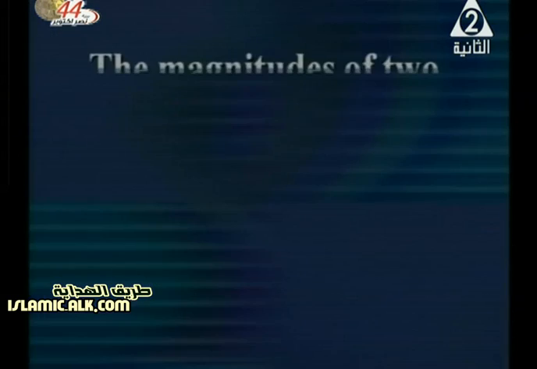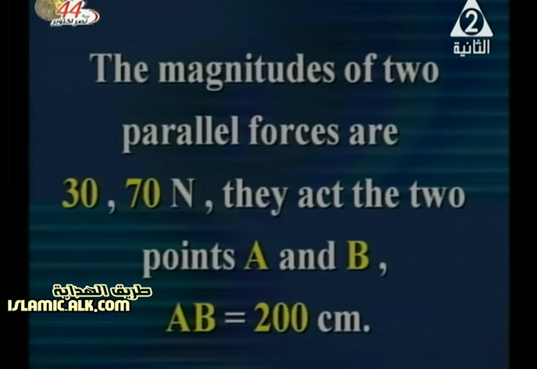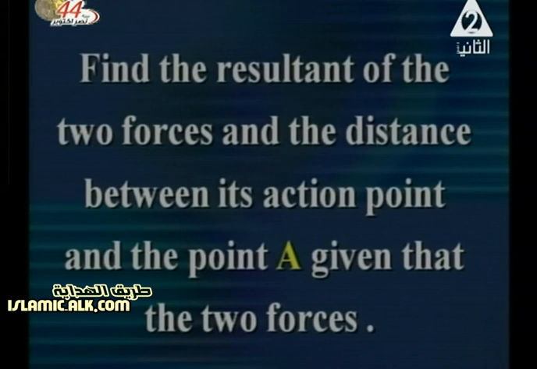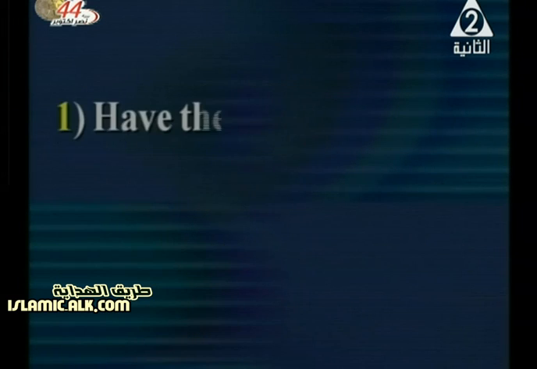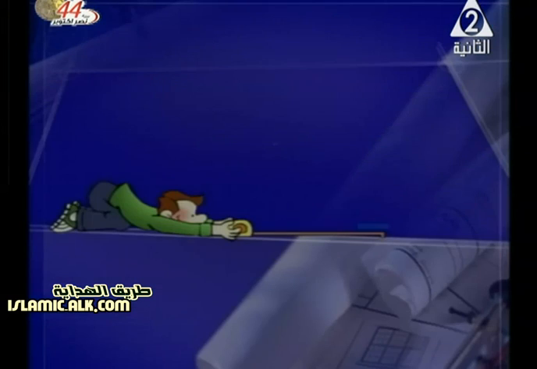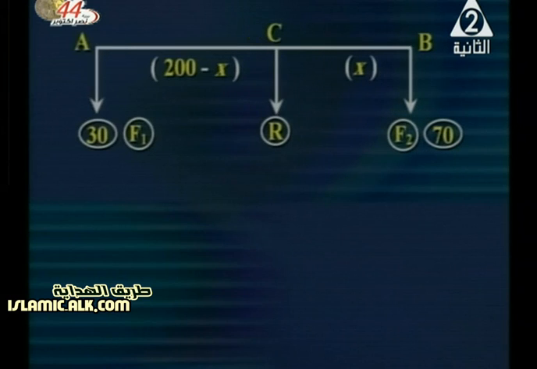Another example. The magnitudes of the two parallel forces are 30 and 70 Newton. They act at the two points A and B. AB equals 200 centimeter. Find the resultant of the two forces and the distance between its action point and the point A, given that the two forces, number one, have the same direction, number two, have opposite directions. Solution. Look, dear student, we have two forces, F1 equals 30, F2 equals 70, distance AB equals 200.